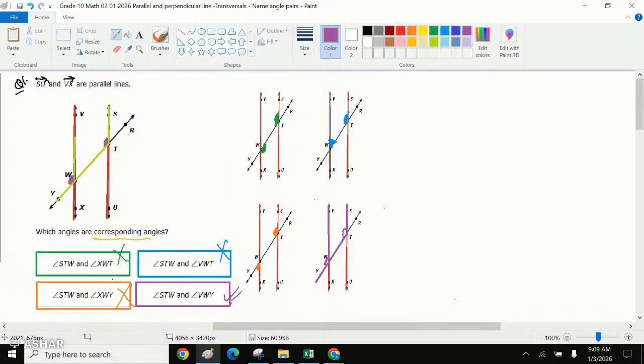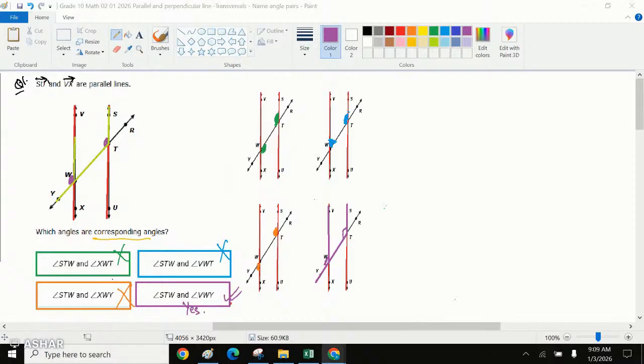Okay. Any questions till now? Do we have any question? We would say these are corresponding, yes, over here. This. Otherwise, the remaining three options were not corresponding. Okay. So let's take the next question.